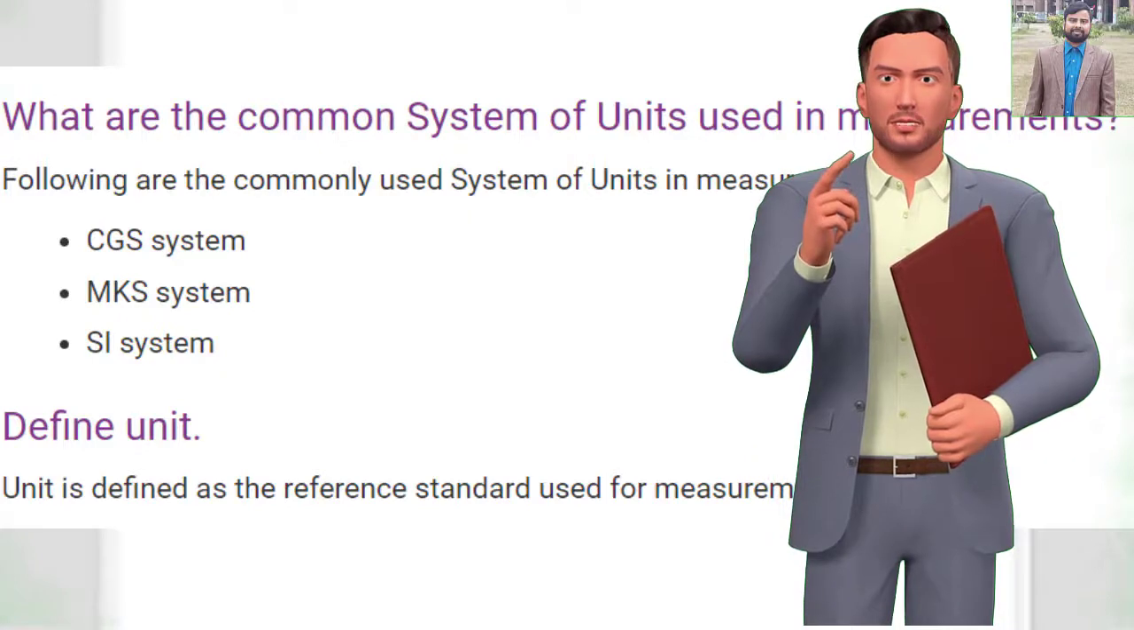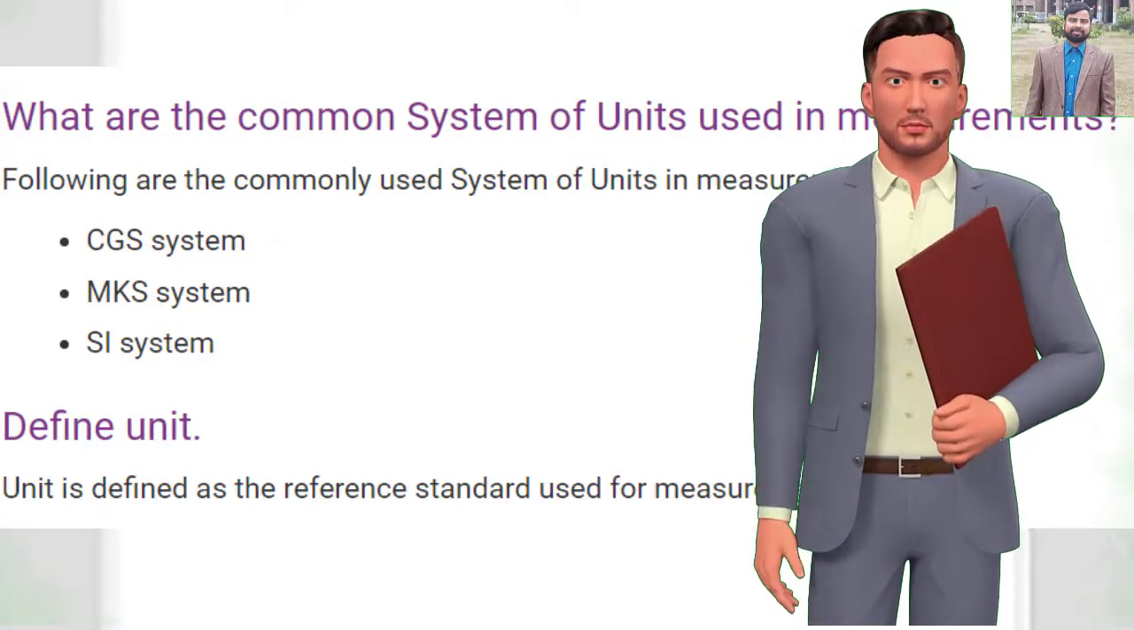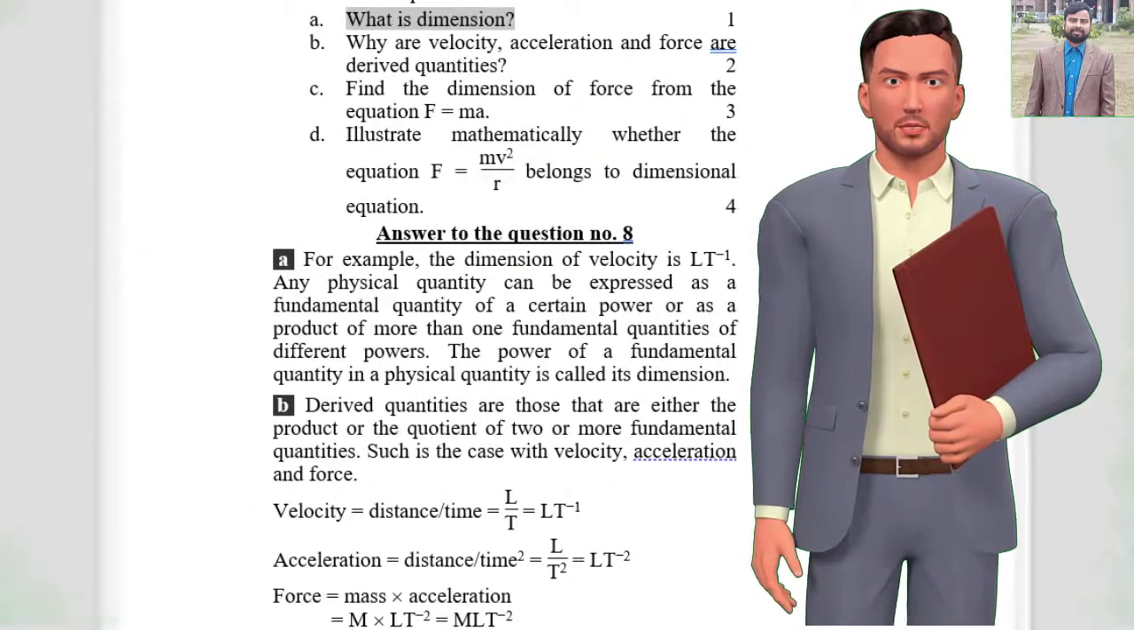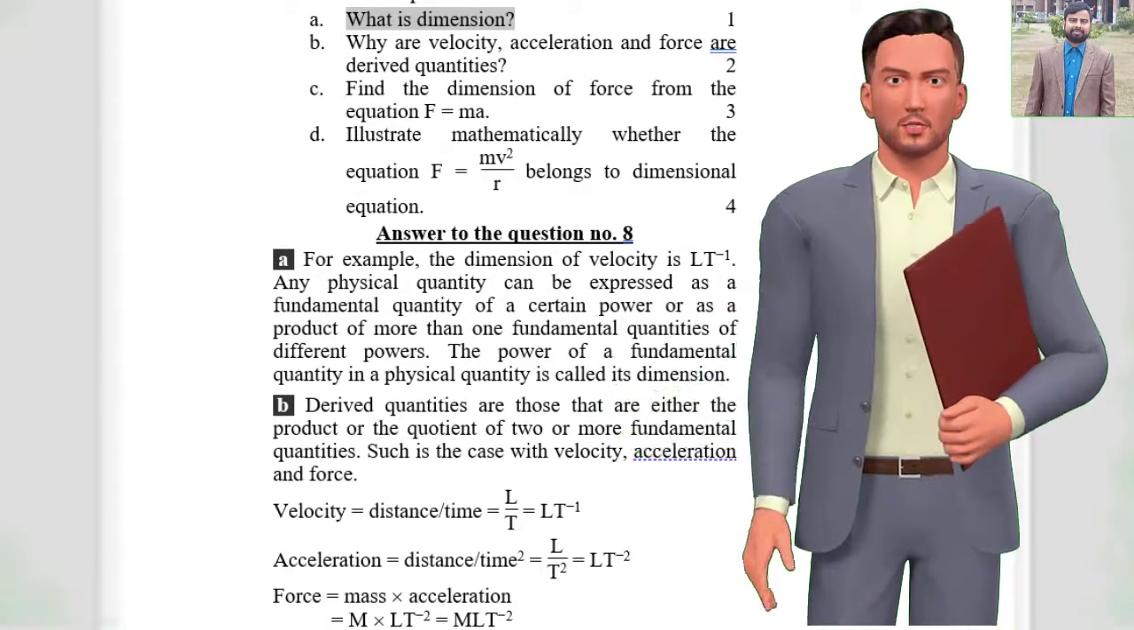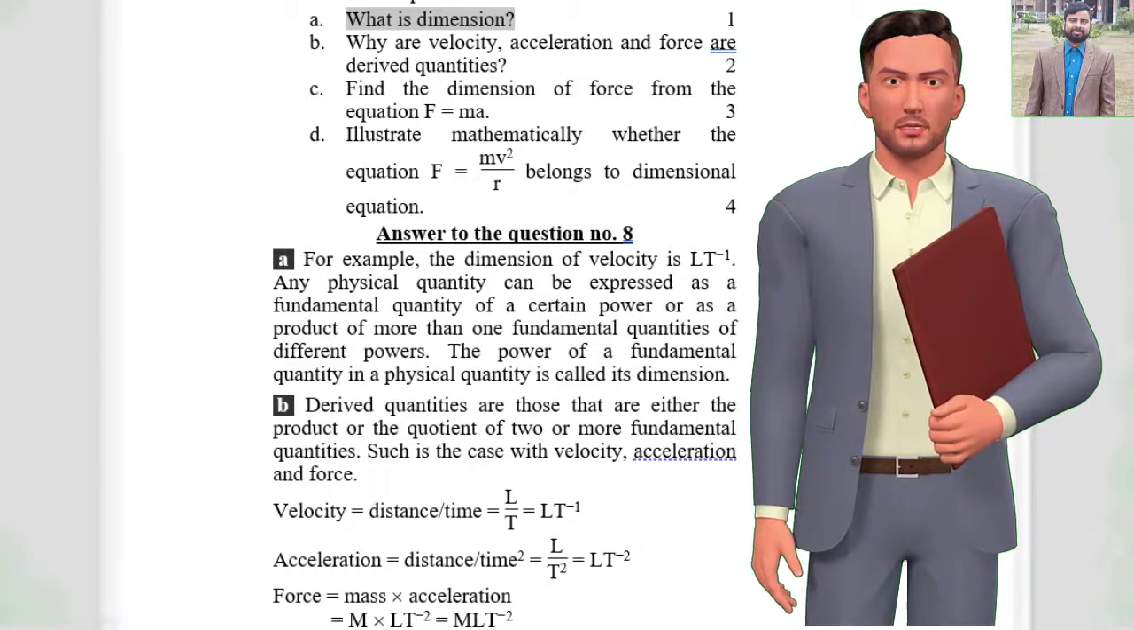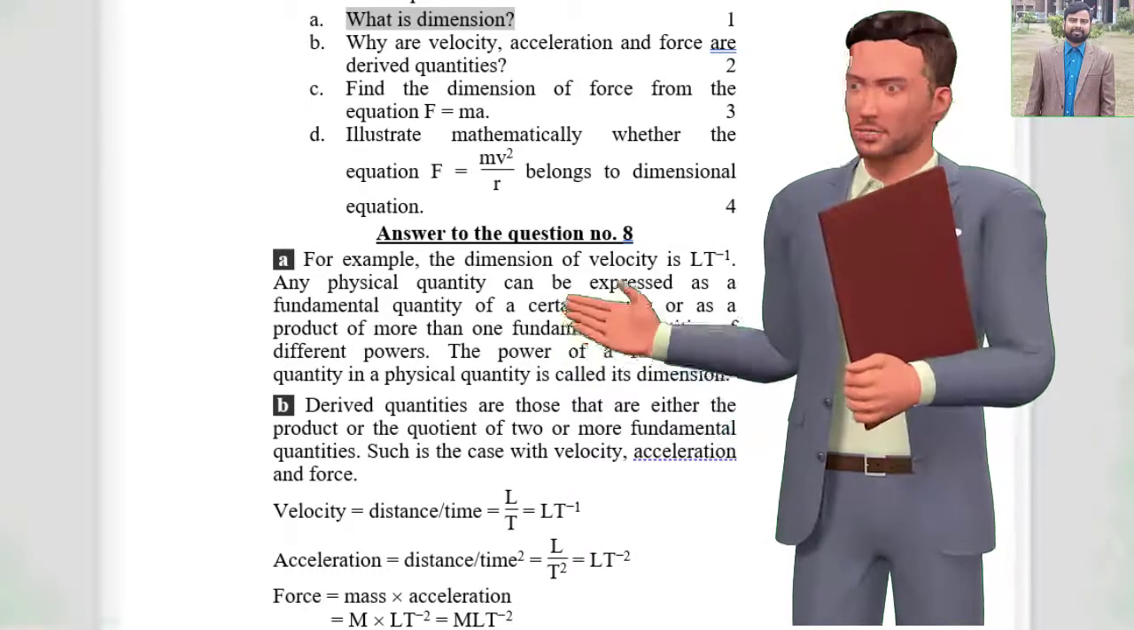What is a dimension? Any physical quantity can be expressed as a fundamental quantity of a certain power or as a product of more than one fundamental quantities of different powers. The power of a fundamental quantity in a physical quantity is called its dimension.